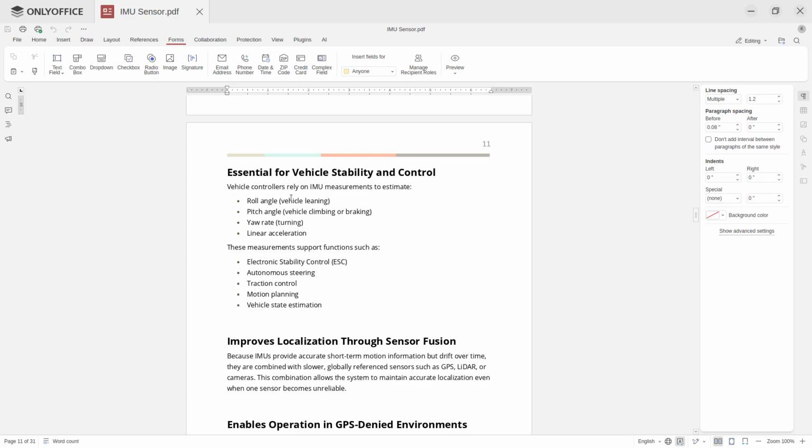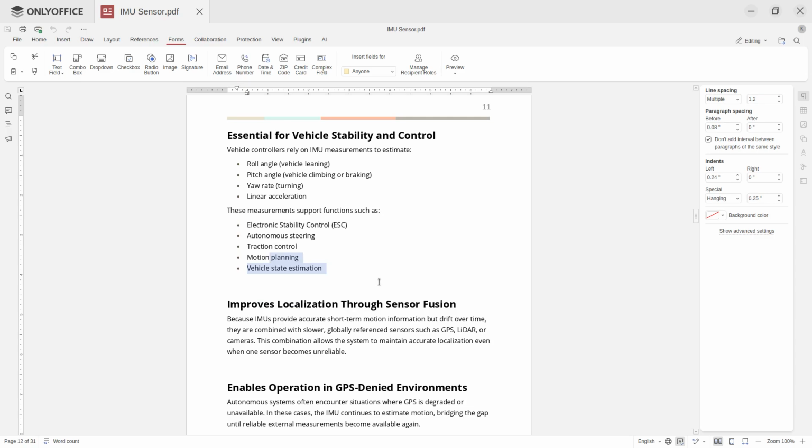Vehicle controllers rely on IMU measurements to estimate roll angle, pitch angle, yaw rate, and linear acceleration. These measurements support functions such as electronic stability control, autonomous steering, traction control, motion planning, and vehicle state estimation. All these examples are related to autonomous driving, but the IMU is not only used in autonomous driving; it is a very popular sensor used in many fields, as we have already discussed earlier.